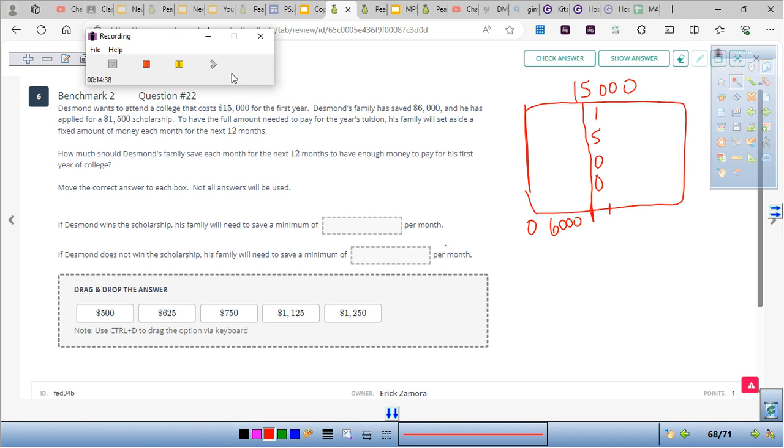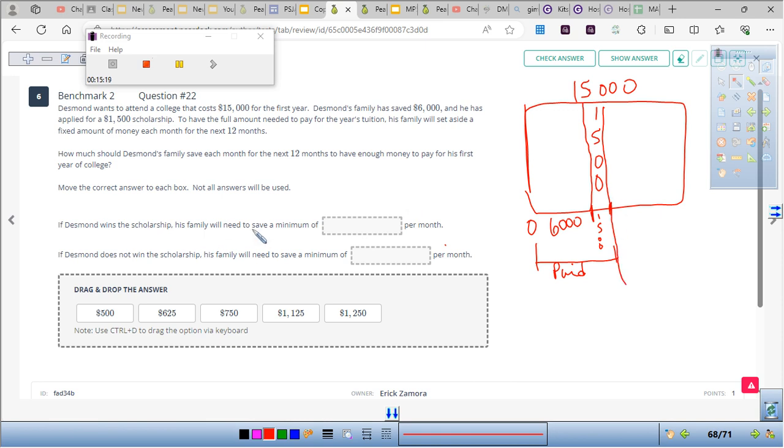Okay, so going back over here. This part here is an additional 1,500. So you can say from here to here is kind of paid, because they got this saved, and for that part, they got the little scholarship. To have the full amount needed to pay for the year's tuition, his family will set aside a fixed amount of money each month for the next 12 months. How much should Desmond's family save each month to have enough money to pay for the first year of college? So this part right here, we can consider it saved. If Desmond wins a scholarship, up to here, this stuff is paid.